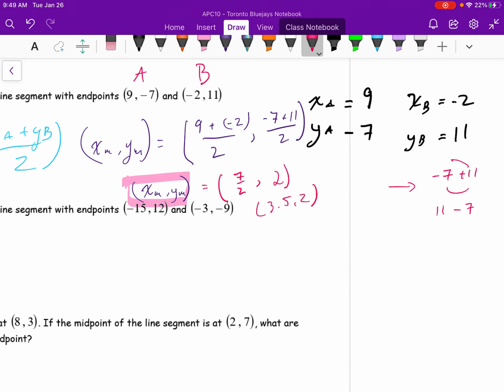or 3.5, comma 2. Now, it's odd that a math teacher would express it in such a form as 7 over 2, comma 2, but get comfortable with fractions. Fractions are our friends, and the higher up you get in math, the more useful fractions are. And they're much easier to deal with, believe it or not, especially as the complexity of math increases.